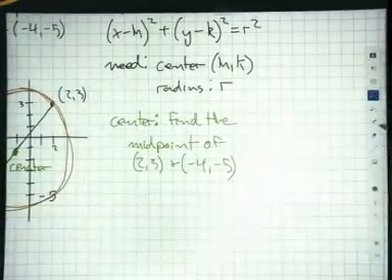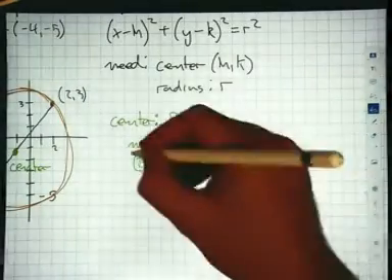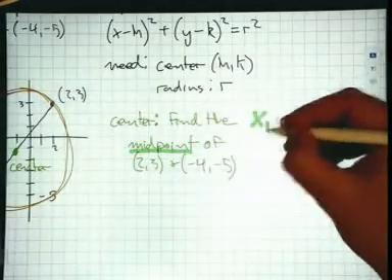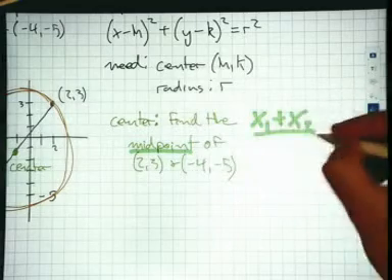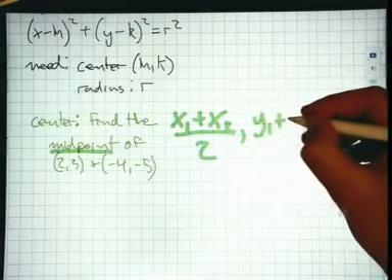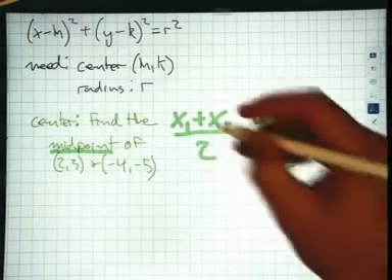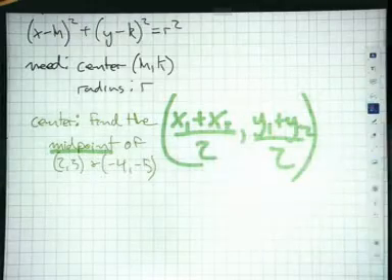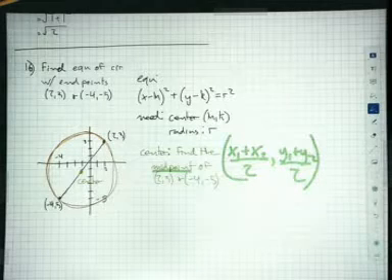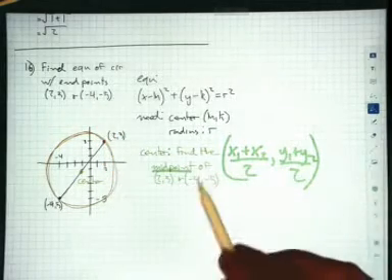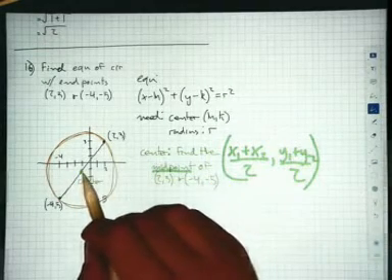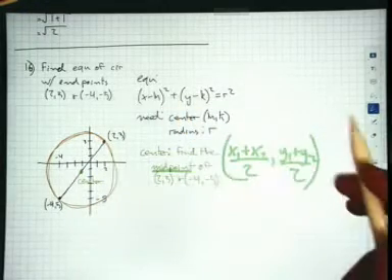Now, we've talked about the midpoint formula. We have (x1 plus x2) over 2, comma, (y1 plus y2) over 2. There's our midpoint formula. So you're going to use these points and the midpoint formula, and that midpoint is going to tell you what the center of the circle is. That's going to give you your h, k.